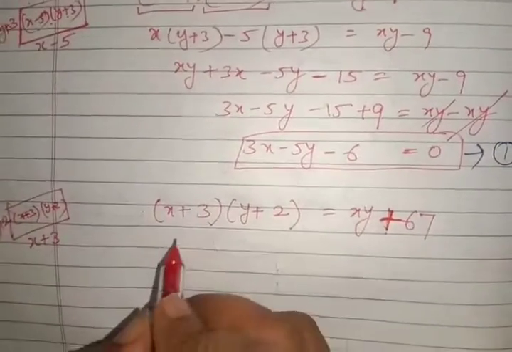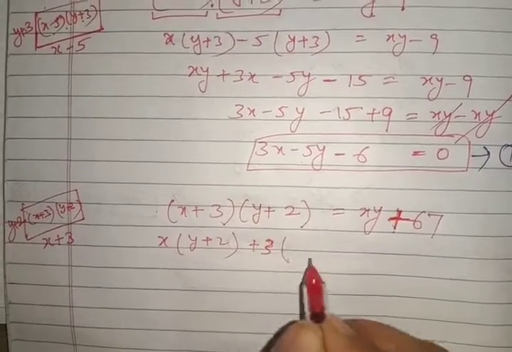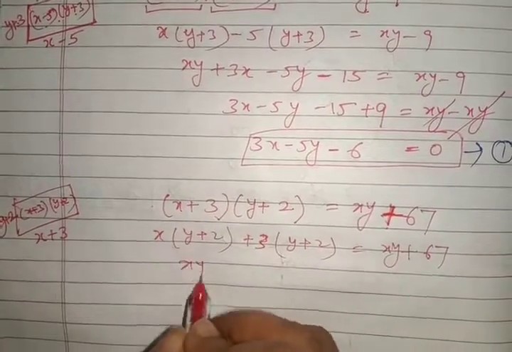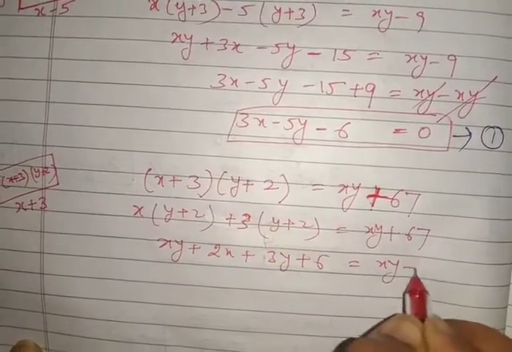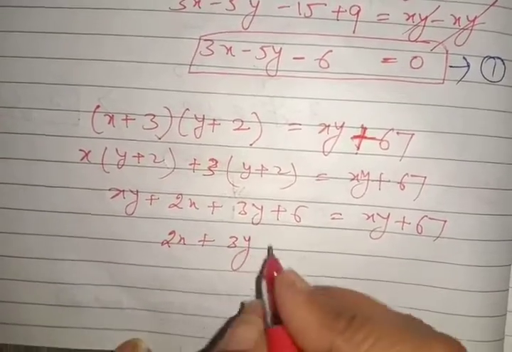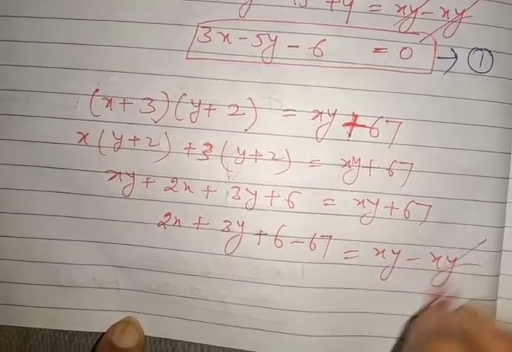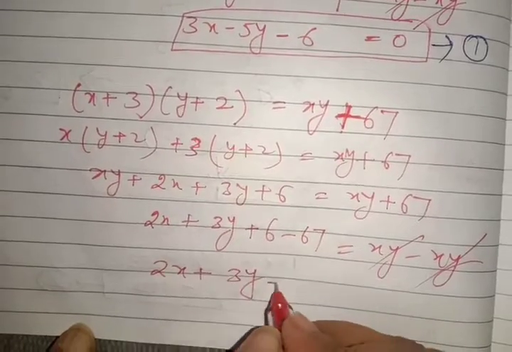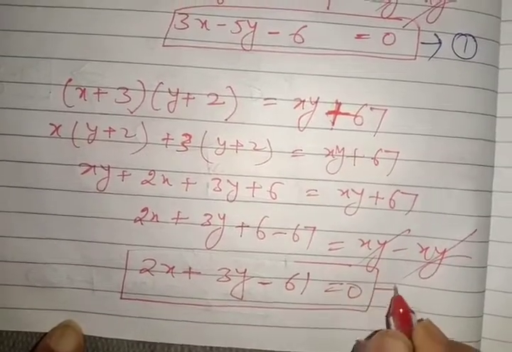Now solve it. First number, the whole bracket, second number, the whole bracket, equals xy plus 67. It is xy plus 2x plus 3y plus 6 equals xy plus 67. Now solve this. 2x plus 3y plus 6 minus 67 equals xy minus xy. This gets cancelled and the final equation is 2x plus 3y minus 61 equals 0. This is our second equation.